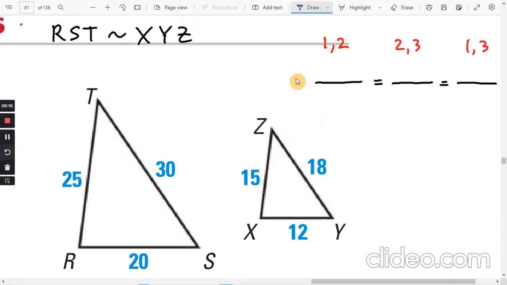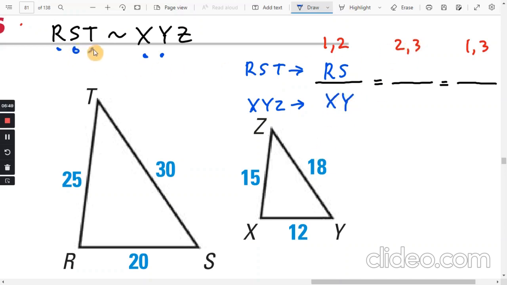All right, for the first and second letters, since RST is written first, I'm going to use the ones for RST in all of the numerators. Since XYZ is written second, I am going to use XYZ for the denominators. All right, first and second letters, we have RS. First and second letters, we have XY. Second and third, ST and YZ. Finally, first and third, or first and last, we have RT and XZ. All right, so that's the proportionality of the sides.